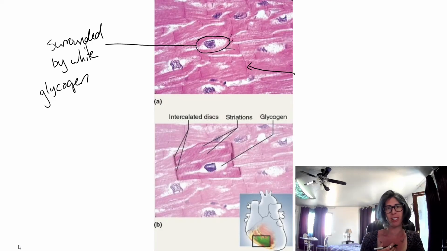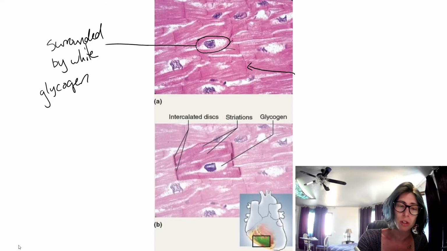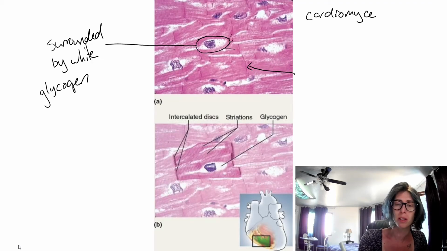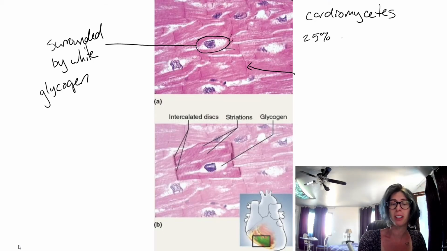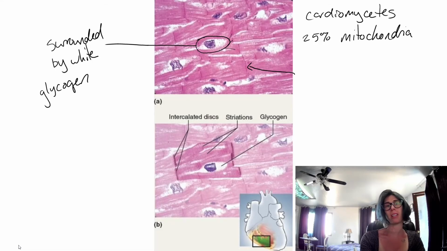Now your heart especially, because your heart's been beating before you were born, and it never gets a rest. It's going to keep beating until you die. So it's not allowed to rest, even when it's tired. It can't get tired. So it may not surprise you to learn that cardiomyocytes, these heart muscle cells, have far more mitochondria than other cells. 25% of their volume is mitochondria. So a quarter of the cell is filled with mitochondria.